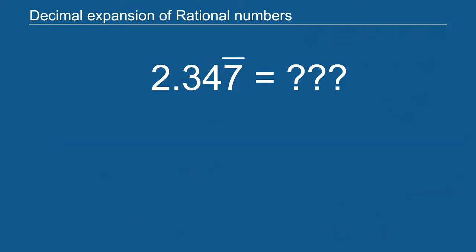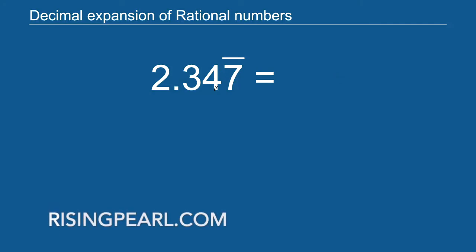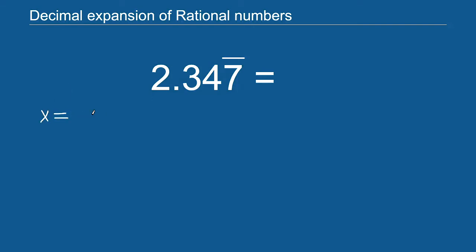Now let's quickly review the last question in this video. So how do we actually represent this number? Now the bar is only on top of the number 7. So how can we represent this in the form of p by q? Well, we will take the exact same approach we used in the last example. So we will assume, let's say it is x, that is x is equal to 2.347 bar. Now what this means, we just talked about it, that means x is equal to 2.34, and it is the number 7 that is repeating. So this is how the decimal expansion looks.